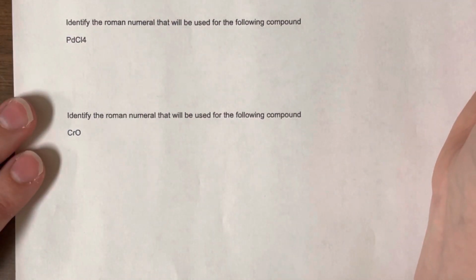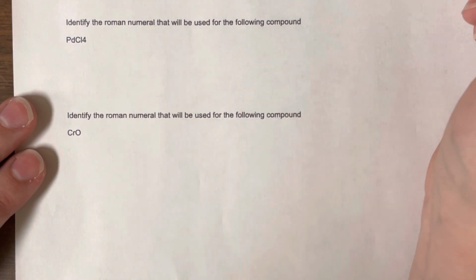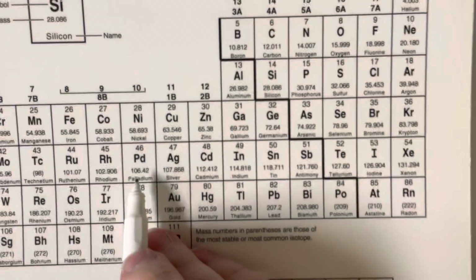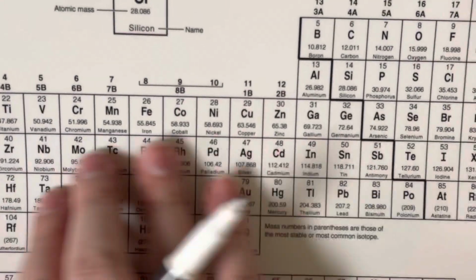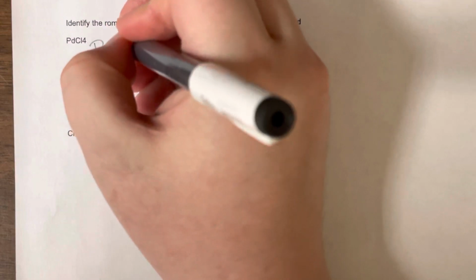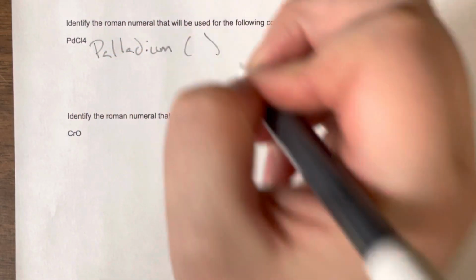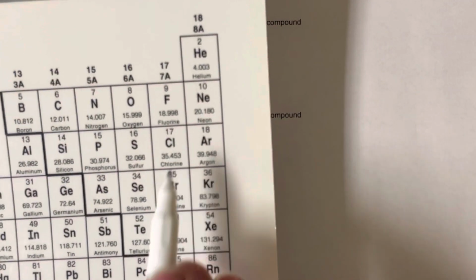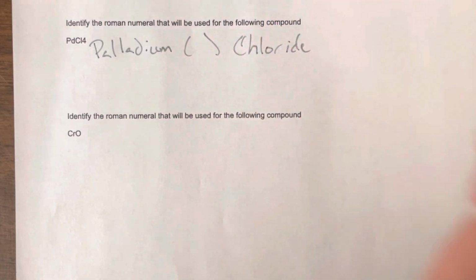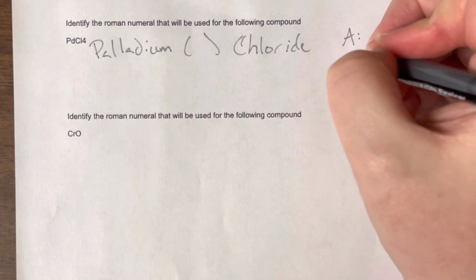Identify the Roman numeral that would be used for the following compound, PdCl4. So I need to go ahead and start naming this compound. Pd is palladium, and it is in the transition metal block, so I do in fact need my Roman numerals. Cl is chlorine, and being my anion, it is going to get its suffix changed to "ide." I need to do my anion versus cation math.